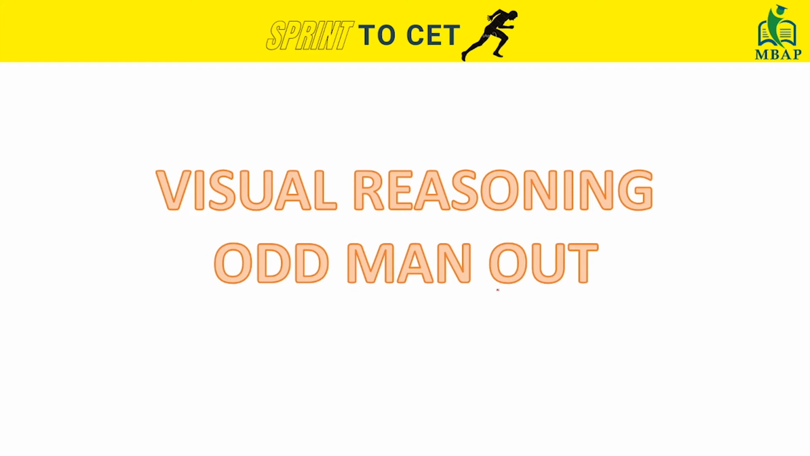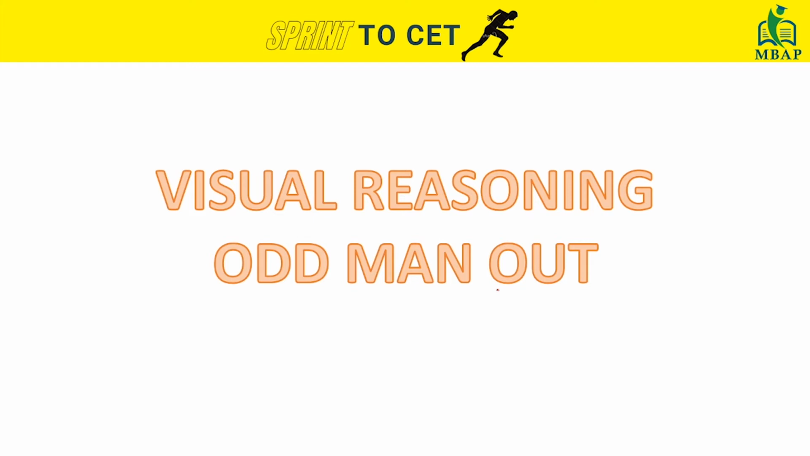And today we'll continue with visual reasoning, and we'll consider topics like odd man out and characteristics, which usually come in the CET abstract reasoning section. Now, you can easily expect 5 questions from odd man out and characteristics in the actual examination. Students find these really confusing, especially out of all the different types of visual reasoning questions.